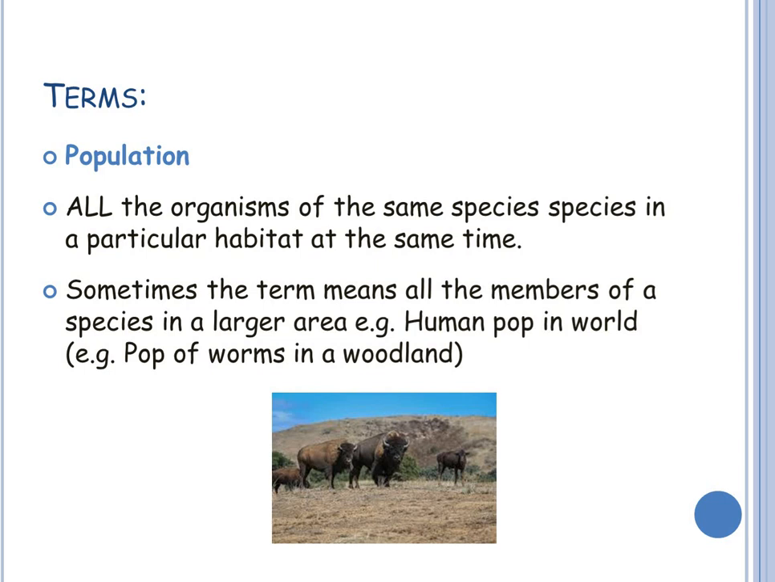Okay, next one, population. Population is all the organisms of the same species in a particular habitat at the same time. Sometimes the term means all the members of a species in a larger area, e.g. the human population of the world or the population of worms in a woodland.